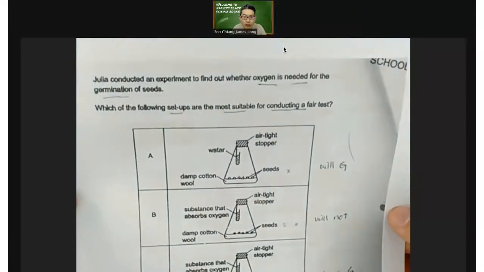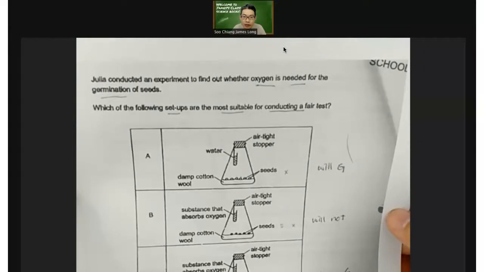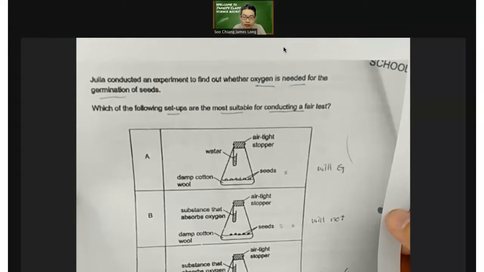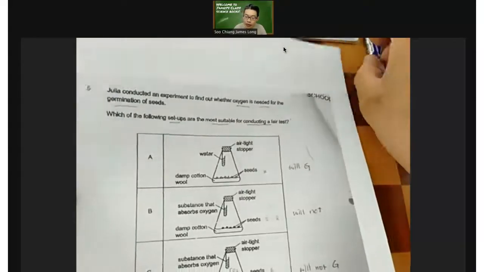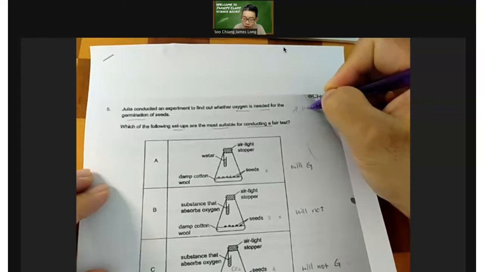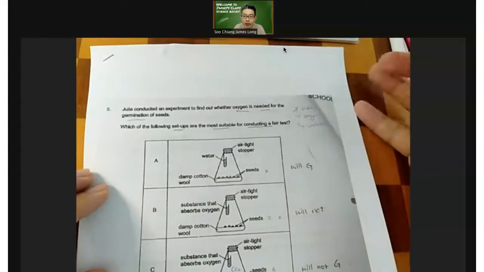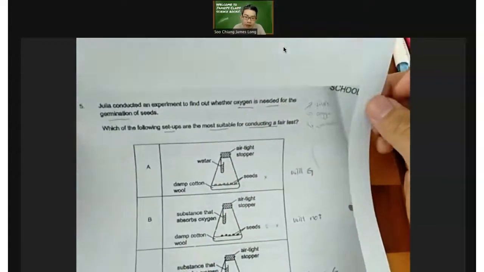Now, Julia conducted an experiment to find out whether oxygen is needed for the germination of seeds. Now, let's do a recap. We know that for germination, it requires things like water, oxygen, and warmth, right? And let's do a recap in terms of conducting experiments.